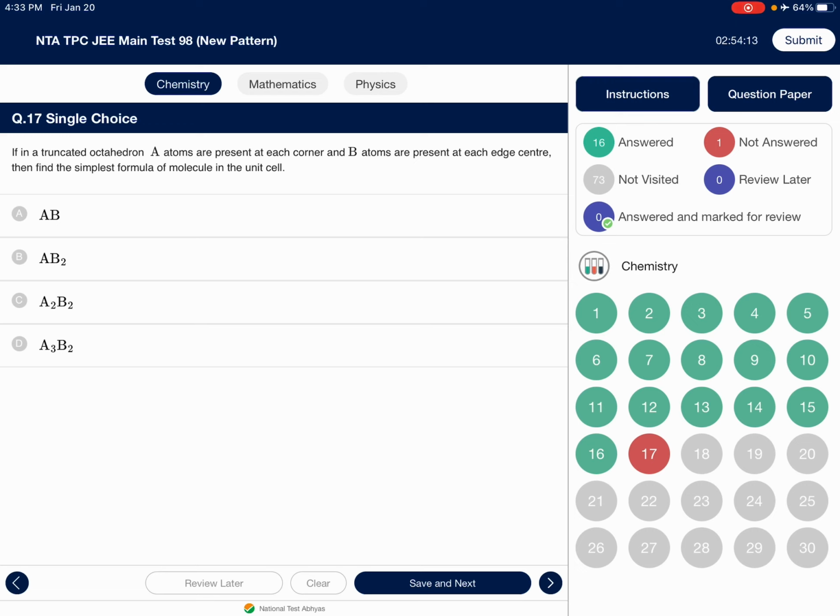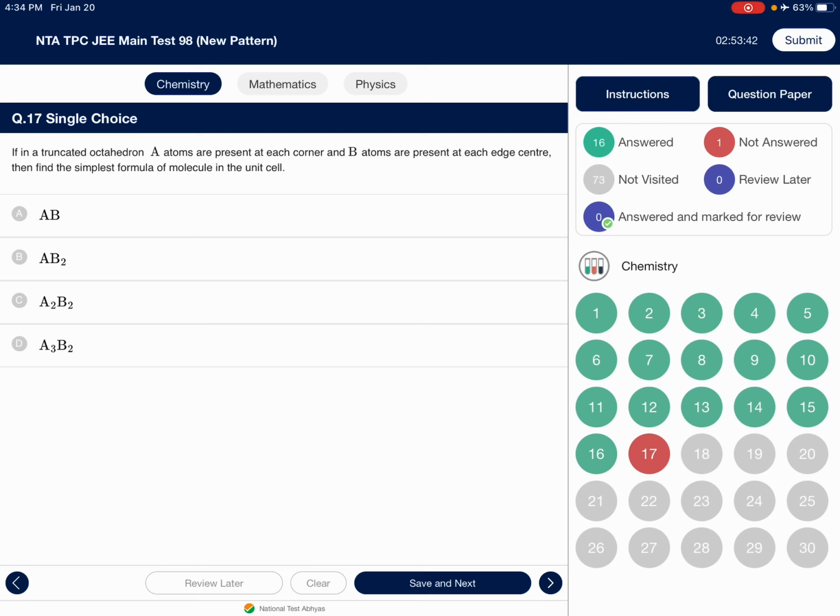How many corners are they asking? How many corners will be there? If we know the corners, a truncated octahedron has 14 faces, 36 edges, and 24 vertices. 14 faces: 4 plus 4 plus 12. We are getting 14.